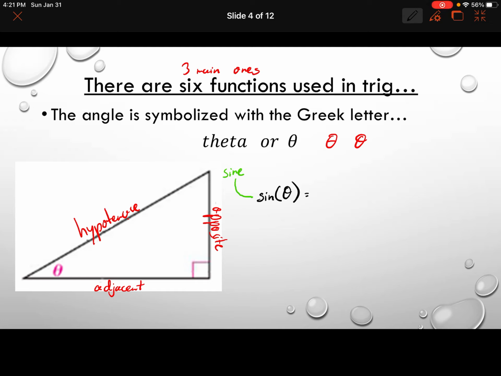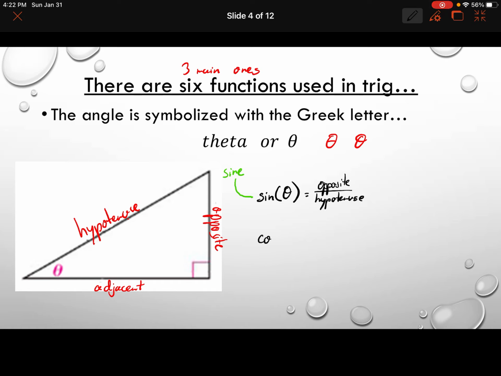So once again, each of these trig functions is going to equal a ratio of 2 sides of this triangle. So in this case, sine is going to be equal to the opposite side of the angle over the hypotenuse side of our triangle. So the opposite over hypotenuse. So whatever the opposite and hypotenuse sides of this triangle are equal to, that would be your ratio. So that's sine.